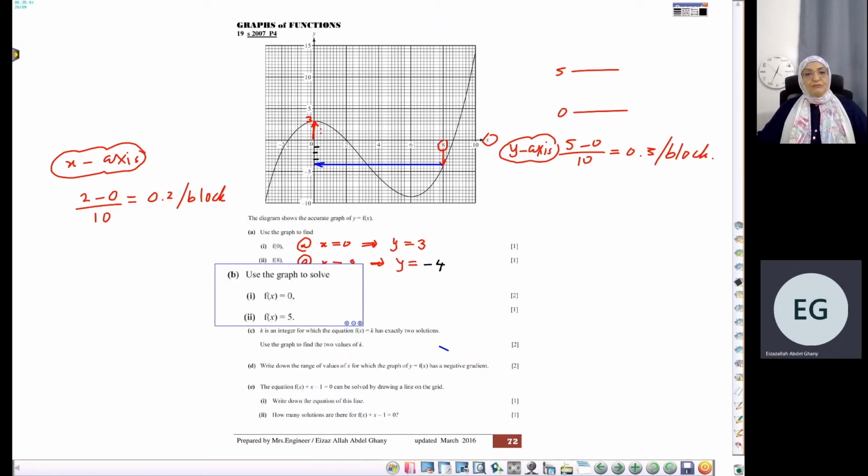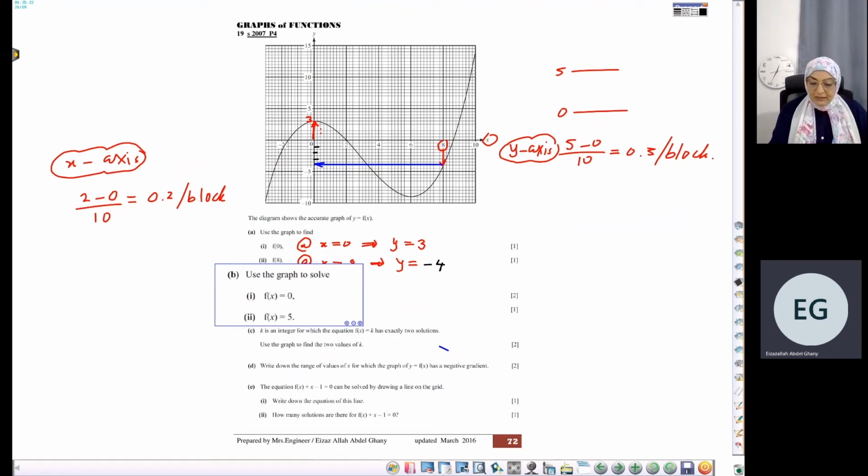Now the next question is the opposite. Use the graph to solve. Say it, use the graph to solve. It means it's an equation. And what's the meaning of solve? Find the value of x. F of x equals 0. It means points of intersection with x-axis. How did I know? Because f of x equals 0, it means y equals 0.